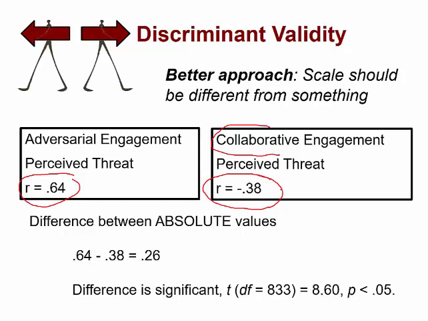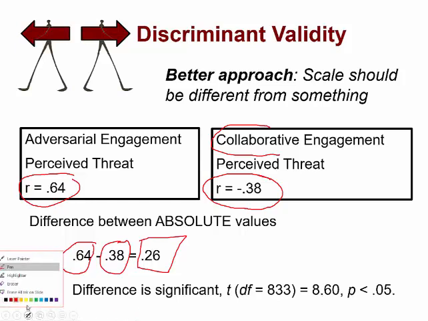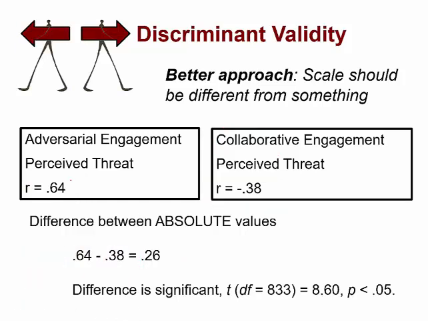I'm going to remove the negative signs. So I'll take my correlation 0.64 minus 0.38, and I've removed the negative sign, the difference between these two correlations, and the difference is 0.26. Now, that would support my hypothesis. That's going in the right direction, showing that the correlation with adversarial engagement perceived threat, that's a bigger correlation, and the collaborative engagement perceived threat correlation is smaller in magnitude.